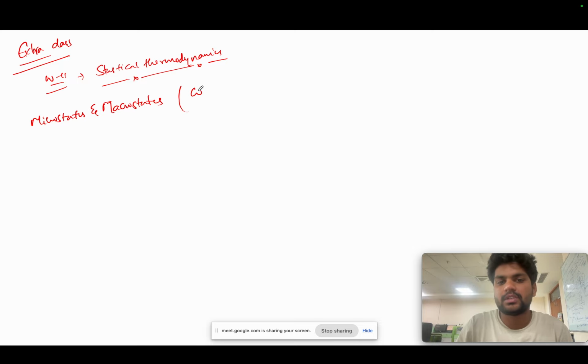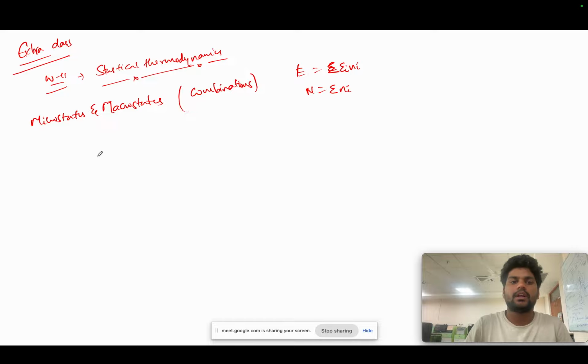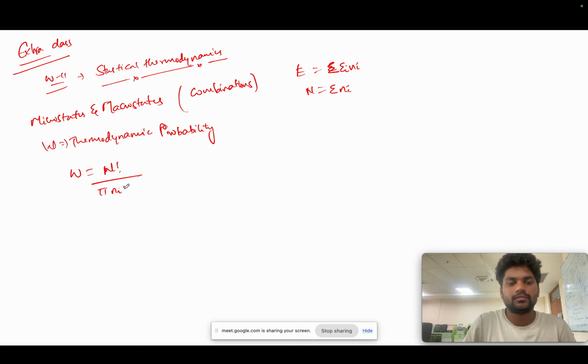And here we have seen the combinations, like how many molecules can fit in these energy levels. Here we came up with the formula of sigma ei ni, and N equal to sigma ni, and then we started the W, which is nothing but the thermodynamic probability. We said that it's nothing but how the molecules stay in each microstate. And then from the Boltzmann constant and all the things, we developed the probability function.